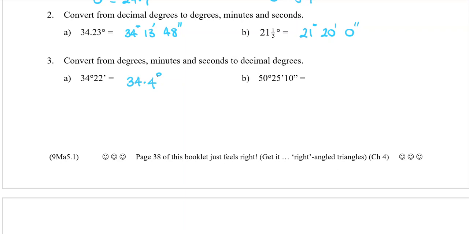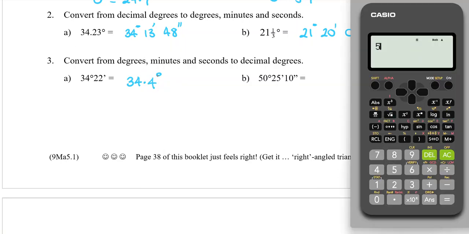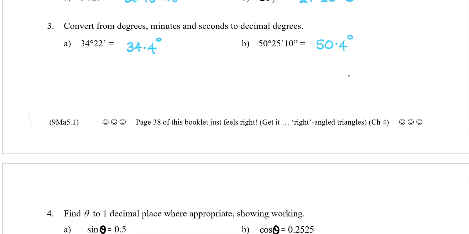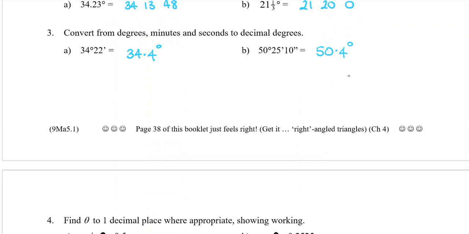Let's do the other one. So 50, bubble button, 25, bubble button, and 10, bubble button. Press equals, and then press your SD button a couple of times to get the decimal. No shift. So 50.4 degrees. Okay. It'll be all right.